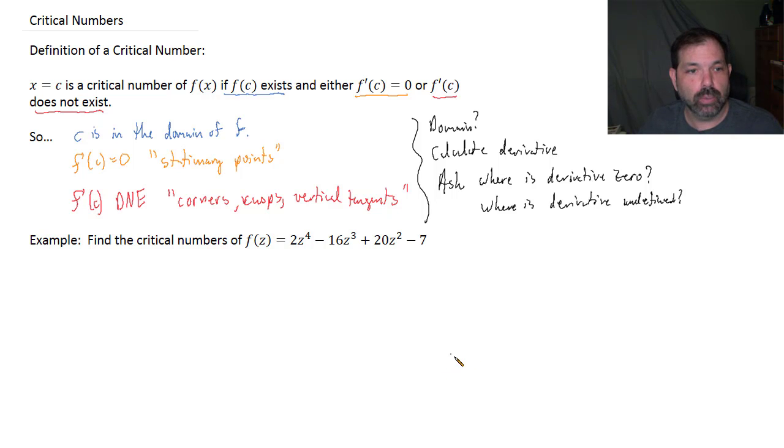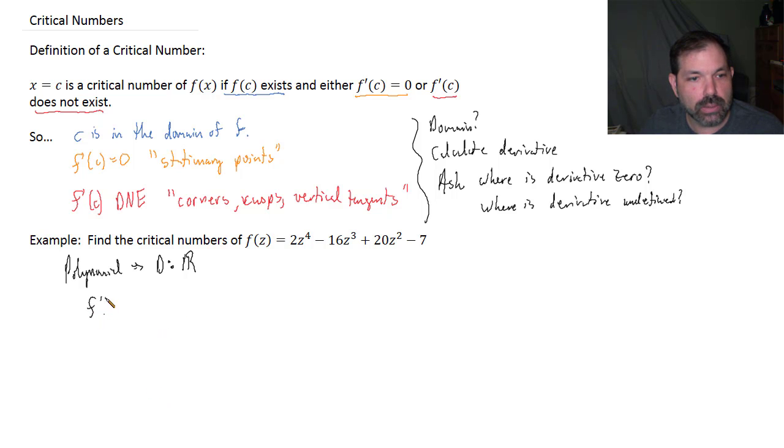So let's see a quick example. We're asked to find the critical numbers of f of z is 2z to the 4th minus 16z cubed plus 20z squared minus 7. So this is a polynomial function. So its domain is all real numbers. That's our symbol for all reals, negative infinity to infinity. We can easily calculate its derivative.